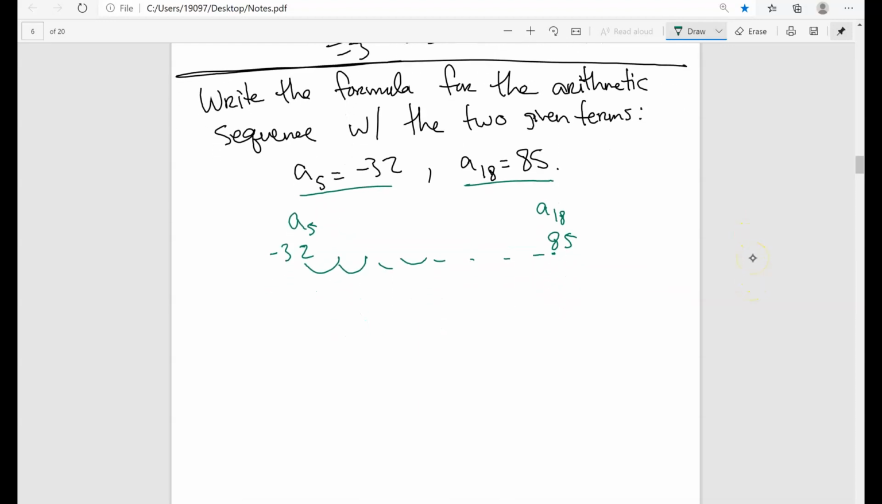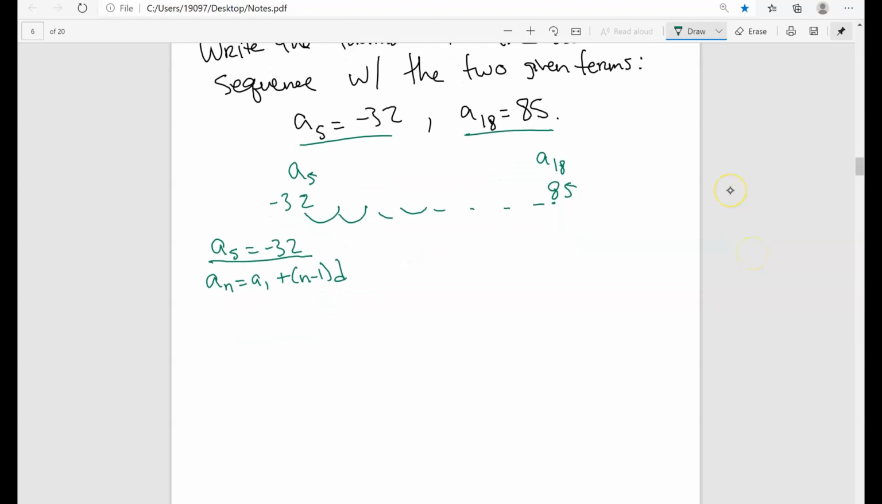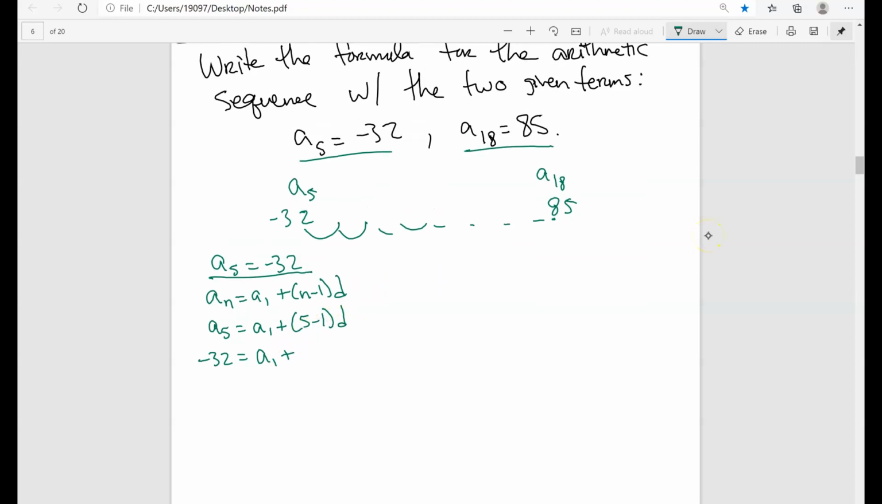So we're going to start off first with A5. Okay, so we know that A5 is equal to negative 32. So let's start off with that guy. Let's plug it into the formula. AN equals A1 plus N minus 1 times D. We know what N is. N is going to be 5. So A5 equals A1 plus 5 minus 1 times D. A5 in this case happens to be negative 32. I don't know what A1 is. Okay, and this guy is just going to be 4.